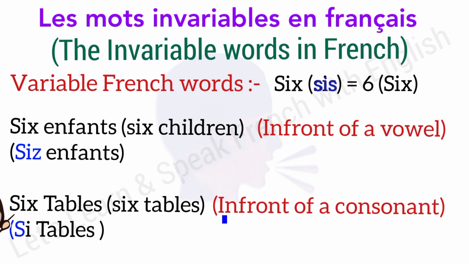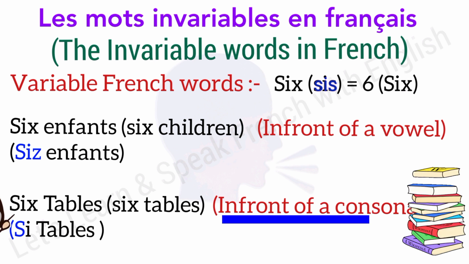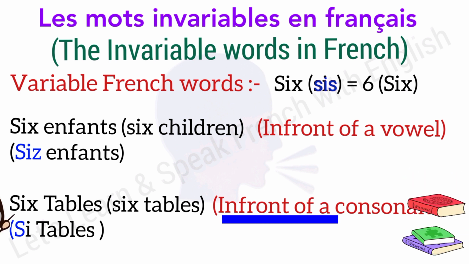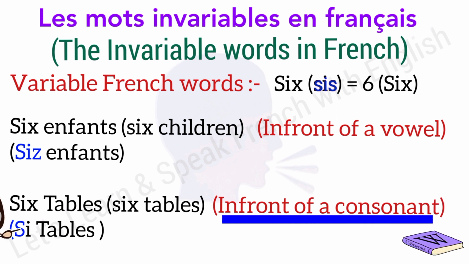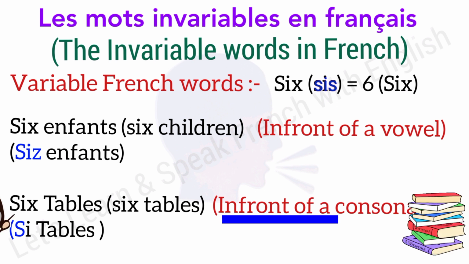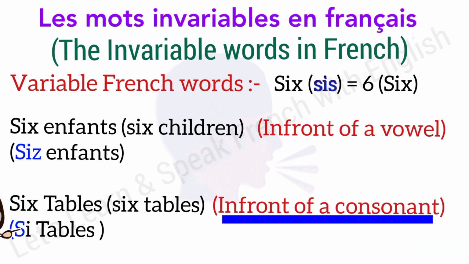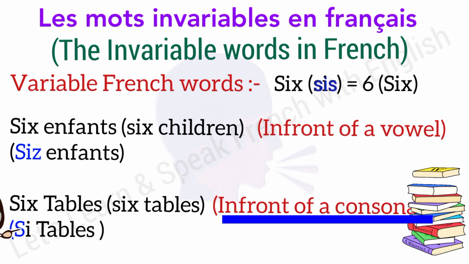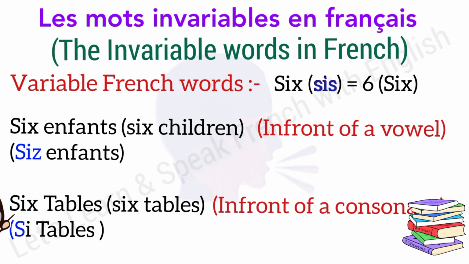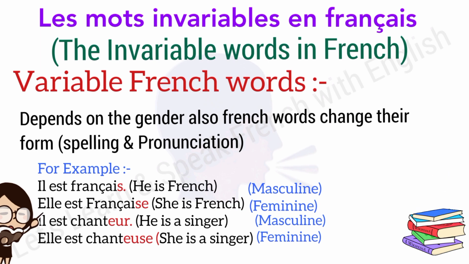Let us see the third case. What happens if the word six comes in front of a consonant sound? For example, 6 tables, six tables. So here the word six is followed by a word which begins with a consonant. T is a consonant here. So in front of the consonant sound, it should be pronounced as C, S-E-C. Here the letter X is kept silent. Six tables, 6 tables.